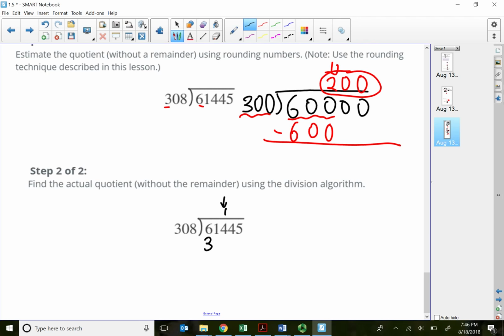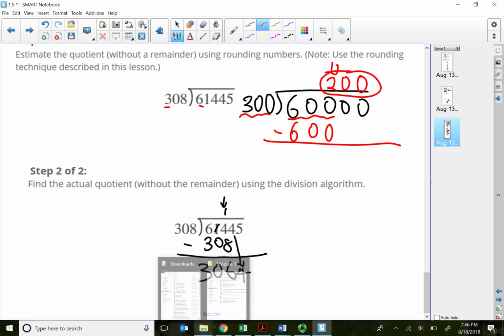All right, so it'll be 308. 14 minus 8 is 6. This is not 1 anymore. That's a 0. 0 minus 0 is 0. 6 minus 3 is 3. Bring down the 4. All right. So again, we run into this 1 time before.